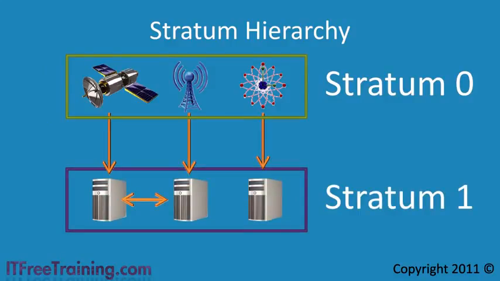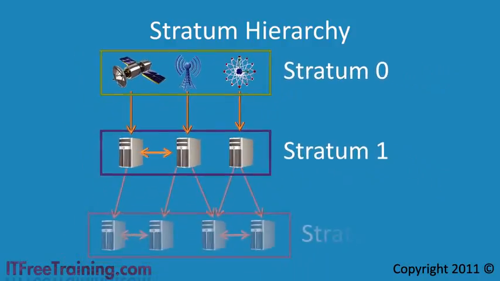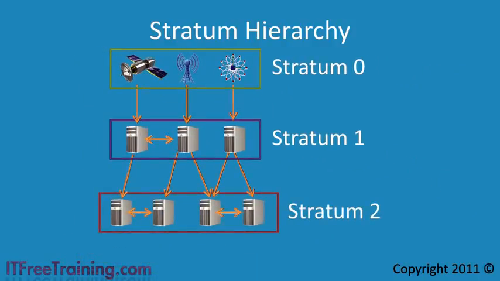Stratum 1 are computers that generally act as a time source for the next level, Stratum 2. In some cases, Stratum 1 clocks and Stratum 2 clocks will have restricted access while others are open to the public. This brings up the point, would you use Stratum 1 or Stratum 2 to sync your clocks if given the choice? There are more Stratum 2 clocks than Stratum 1 clocks available to the public.